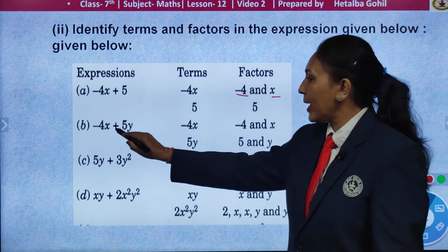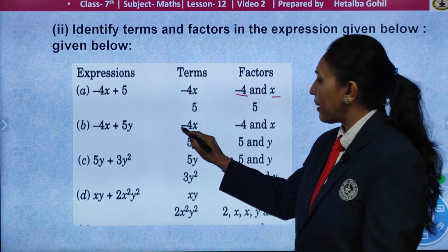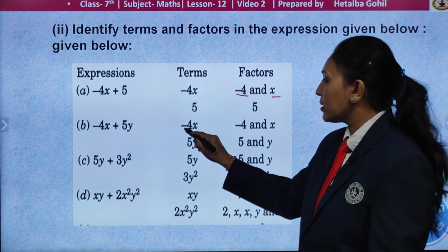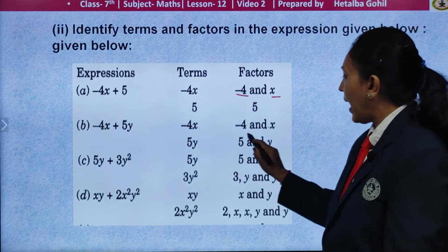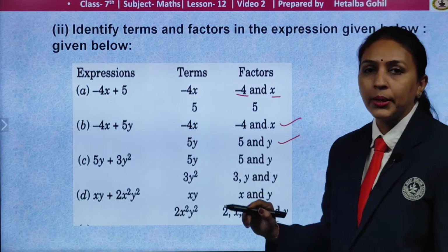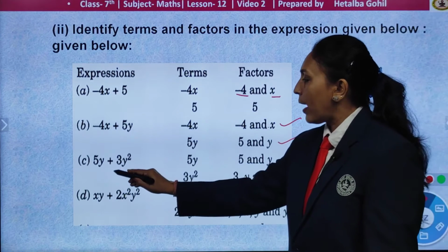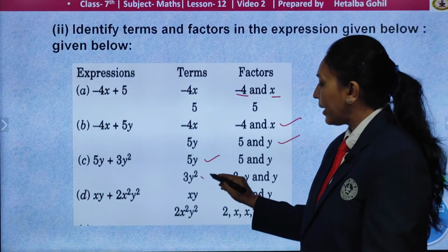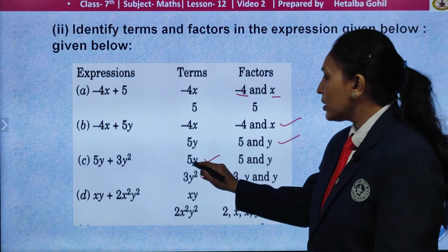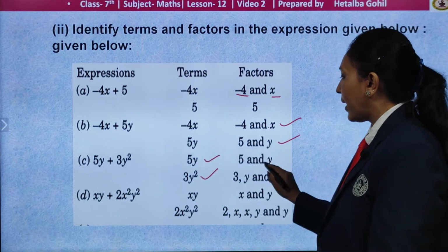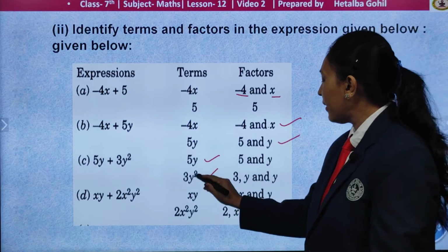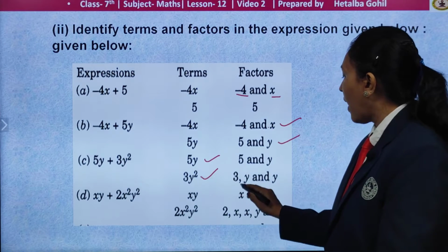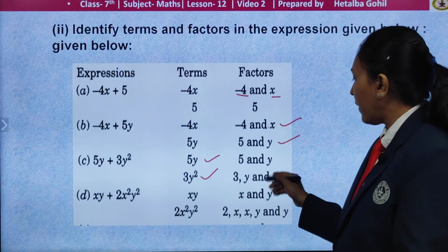Second, minus 4x plus 5y. The 2 terms here are minus 4x and 5y. The factors here are minus 4 and x, and 5 and y. These are the factors of the terms. Third, 5y plus 3y square. The 2 terms here are 5y and 3y square. The factors of 5y are 5 and y, that is 5 into y. Similarly, 3y square is 3 into y multiplied 2 times, that means 3 into y and y, or you can write y comma y.